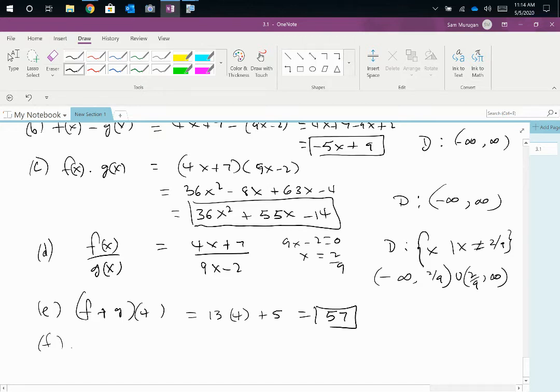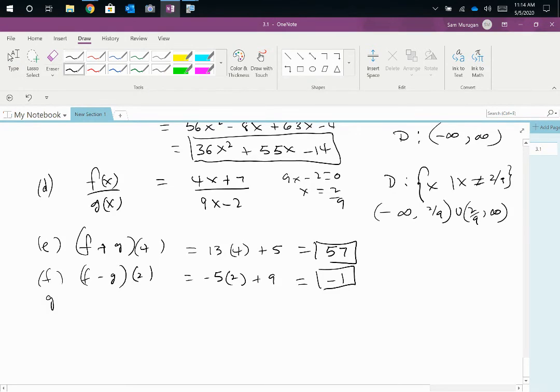Or part F might ask you for f minus g substituted with 2. So I will take the negative 5 times 2 plus 9, which is equal to negative 1. The G part might ask you to substitute f times g substituted with, say, 3. So this is 36 times 3 squared plus 55 times 3 minus 14. I put that in my calculator and I got 475.